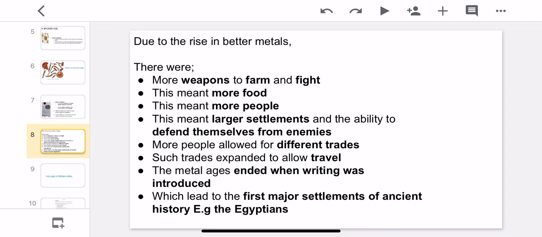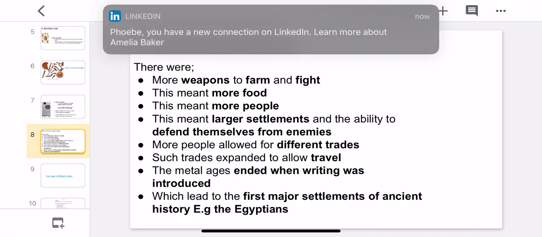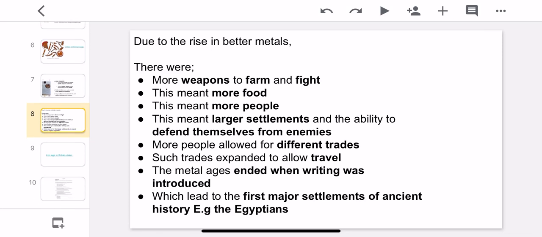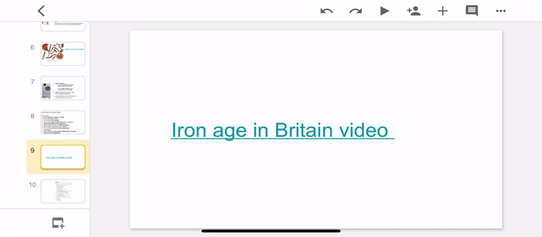More people also meant there were different trades, and these different trades allowed for new things to be created, and thus boats to allow for travel. The Metal Ages ended when writing was introduced, which led to the first major settlements of ancient history. For example, the Egyptians. Here is a video on the Iron Age in Britain.